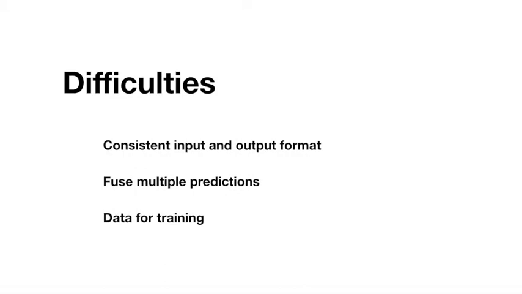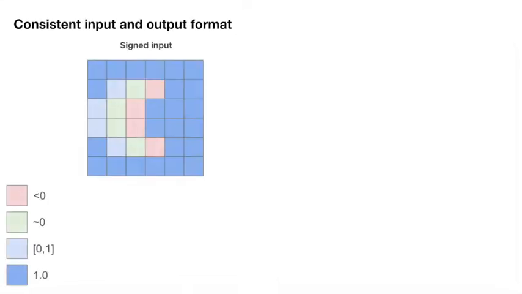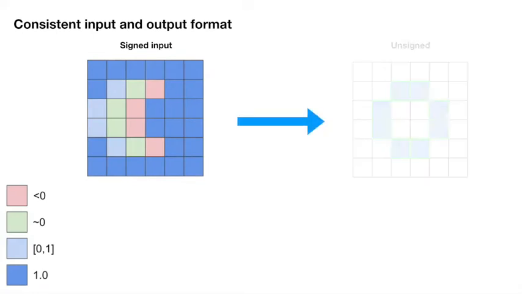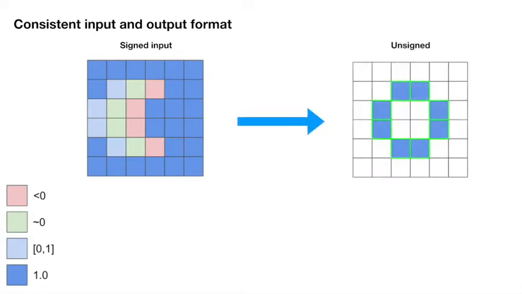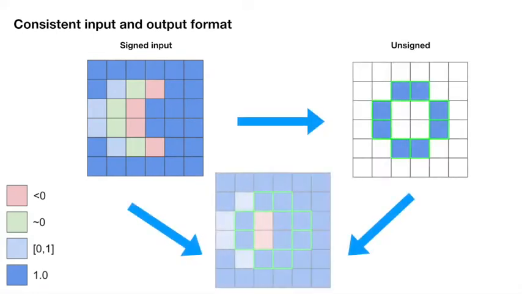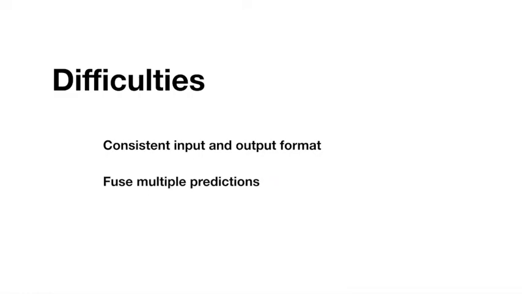There are three main difficulties that hinder the possibility to bring the existing methods to real time. First, the inconsistent input and output format of the networks. The existing methods often take signed input and predict unsigned output. This introduces ambiguity when fusing the prediction back to the scene. Second, a fusion method is needed to handle the multiple predictions. And third, a dataset for training.